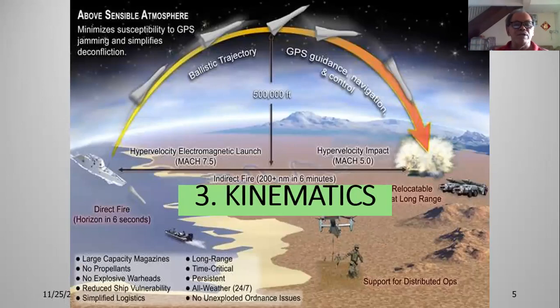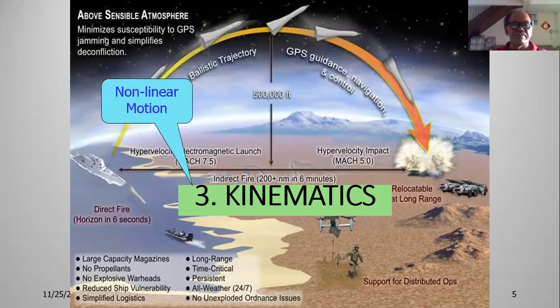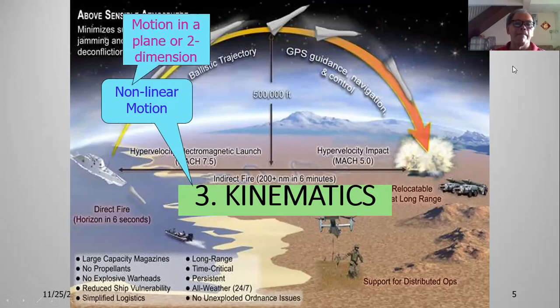Okay, this is motion in 2 dimensions. Just to show you, you want to send a projectile from a ship to hit the tank. What are the things you need to know? Usually we call it non-linear, that means it's not on a straight line. You can see the path is a curve. Or we call it 2 dimension or projectile motion.